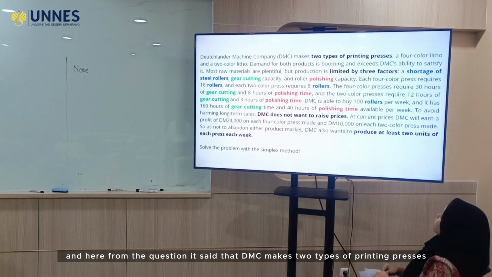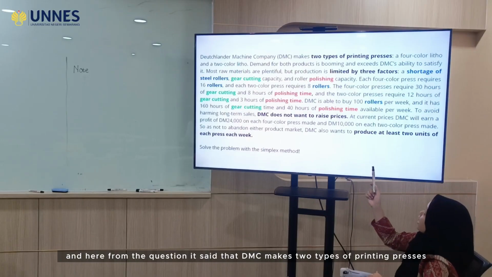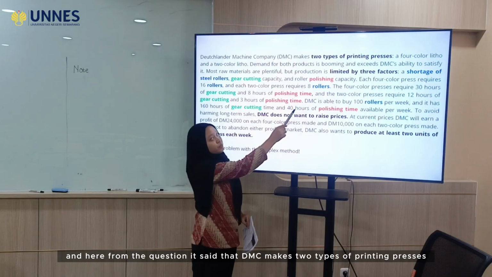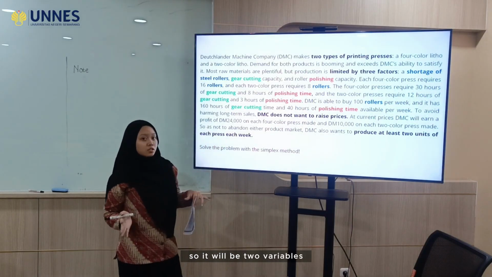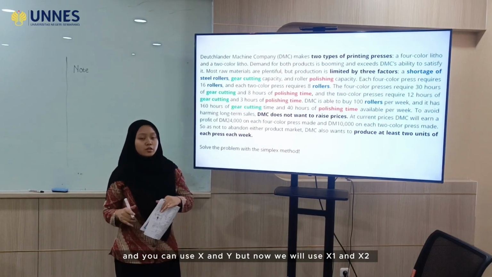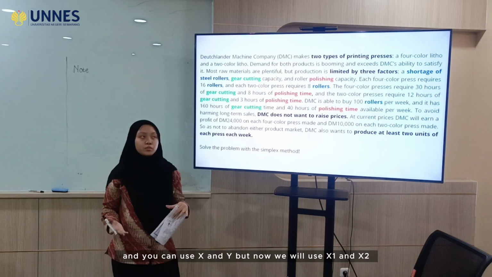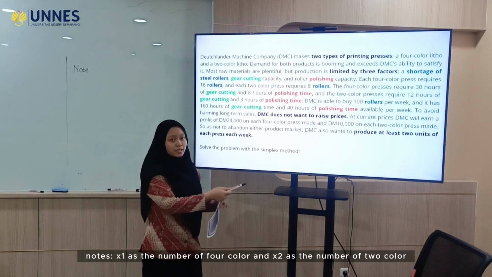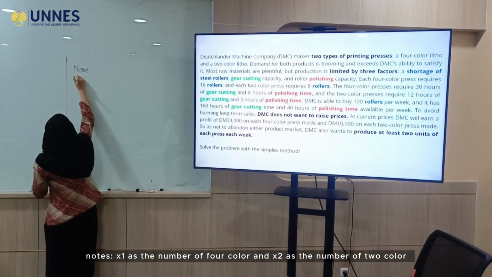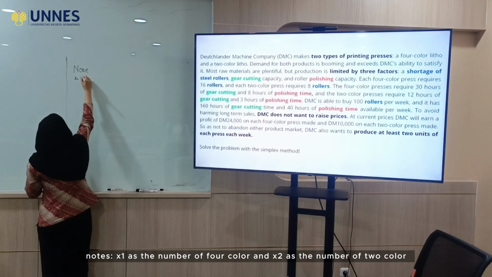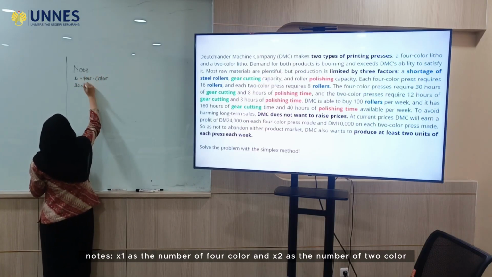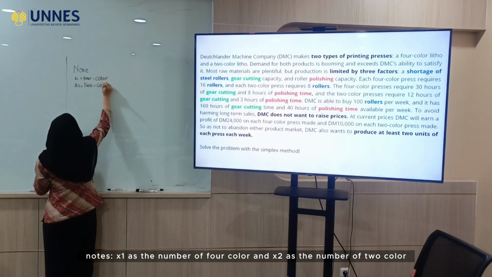And here, from the question, it said that TMC or Tetralider Machine Company makes two types of printing presses. So there will be two variables here. The two variables that we will use are x1 and x2, and you can use x and y, but now we will use x1 and x2. x1 as 4-color and x2 as 2-color. So we will note it first: x1 equals 4-color and x2 equals 2-color.